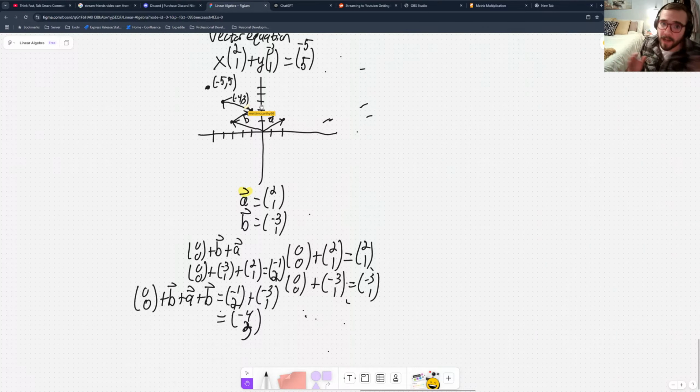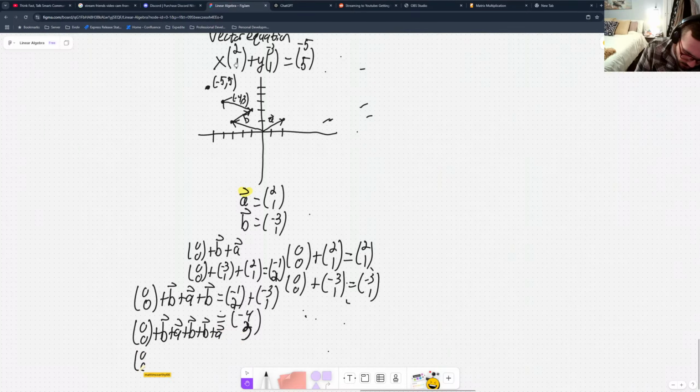But we need to get more negative. If we add another negative 3, 1, that's going to bring us too far, because we're going to end up at negative 7, 4. But we can add 2, 1 to bring us from negative 7, 4 to negative 5, 5. So if we draw that, we would end up doing 0, 0 plus b plus a plus b plus b plus a.